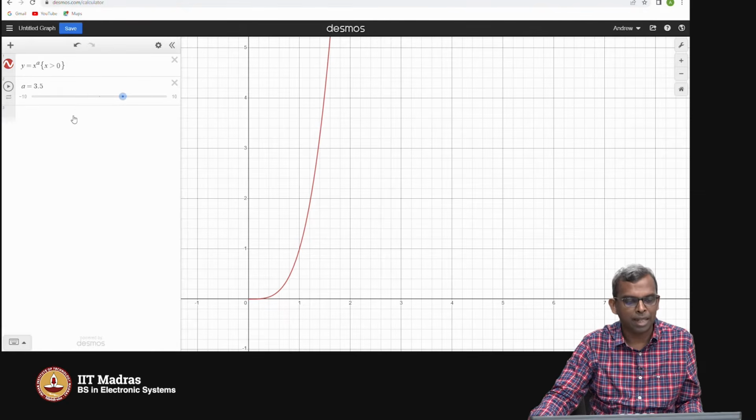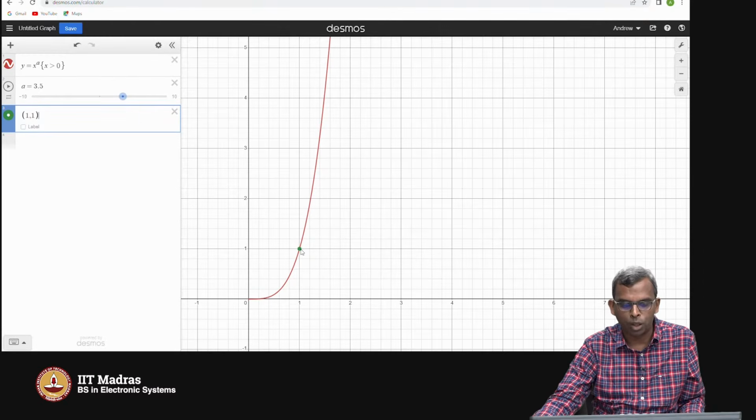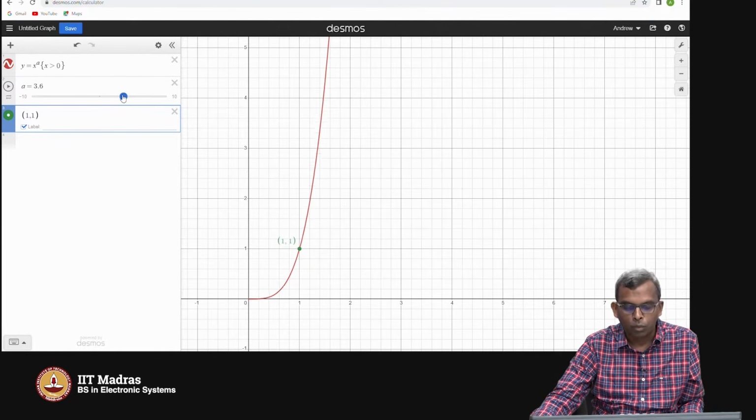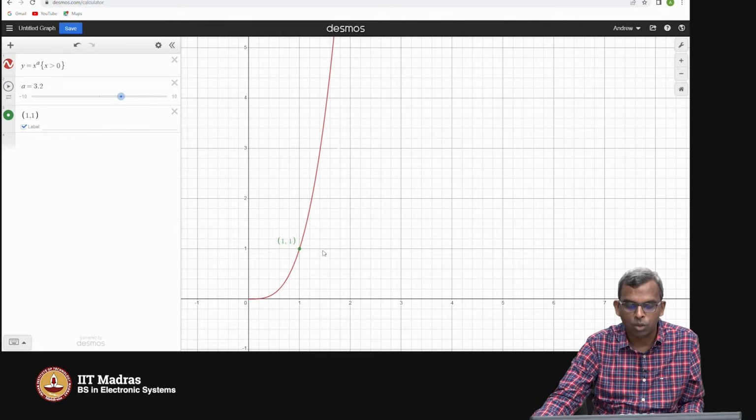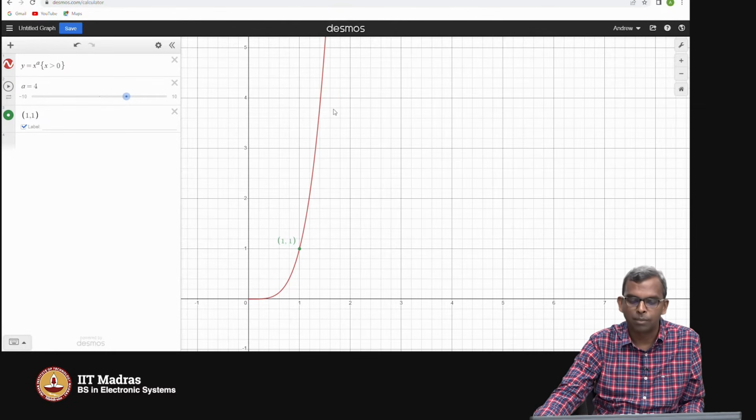So this is what's going to happen. But some things are remaining the same, right? If you look at the 1, 1 point, this green dot here, maybe I should put a label there. Whatever I do to a in the positive direction, for greater than 1, it is passing through 1, 1, right? So notice this plot is always passing through 1, 1, and of course 0, 0. And as I increase my value of a, something interesting is happening in 0 to 1, and something is happening above 1 for x. These two seem to be a bit different.